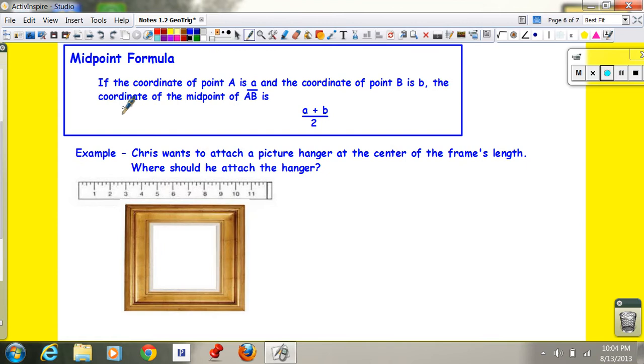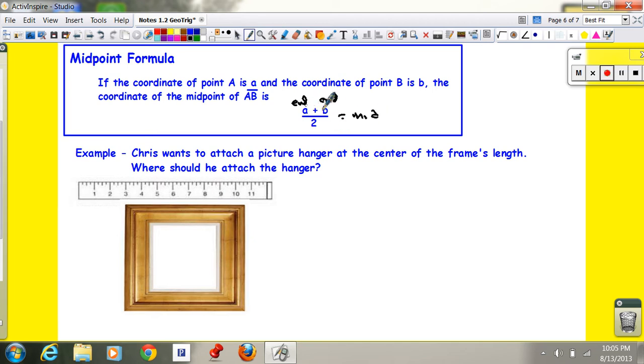Okay, the midpoint formula. So if we do have both endpoints, if the coordinate of point A is little a, and the coordinate of point B is little b, the coordinate of the midpoint of that segment AB is going to be a plus b over 2. All you have to do is add the 2 endpoints. This is an endpoint. This is another endpoint. You add the 2 endpoints, divide by 2. That will give you the midpoint.